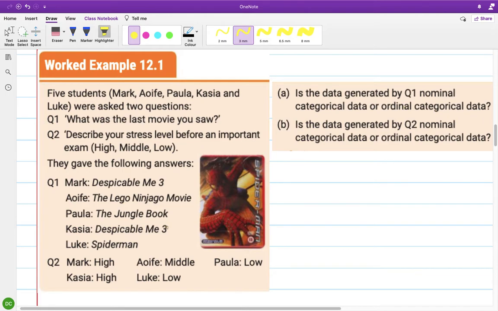Okay, so first of all, I hope everybody's happy that it's categorical. There's no numbers. They listed the movies. Now, so is it nominal with no order, or is it ordinal with an obvious order?